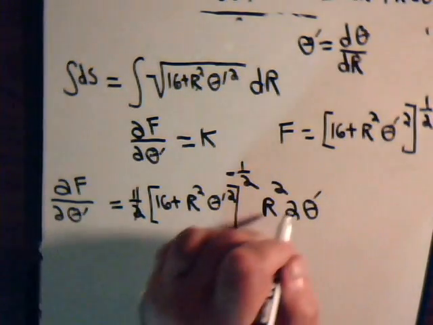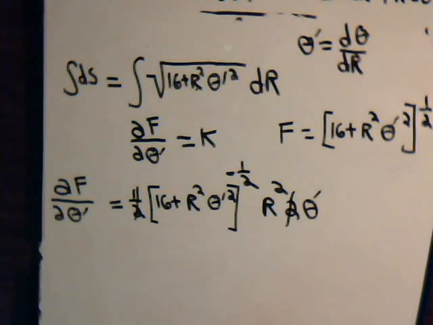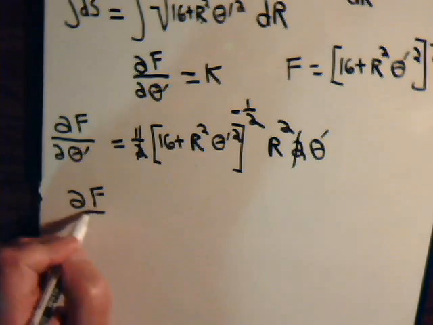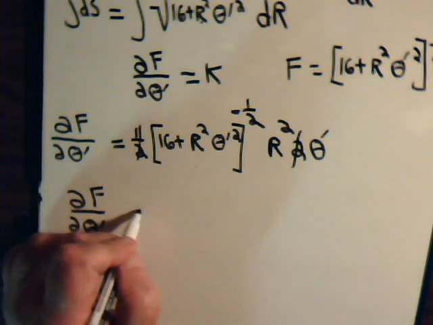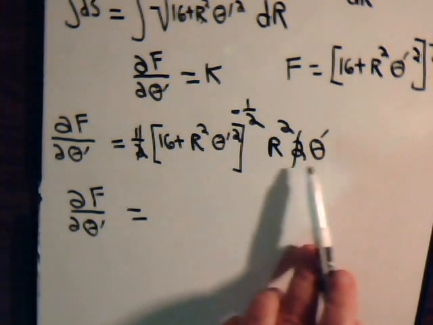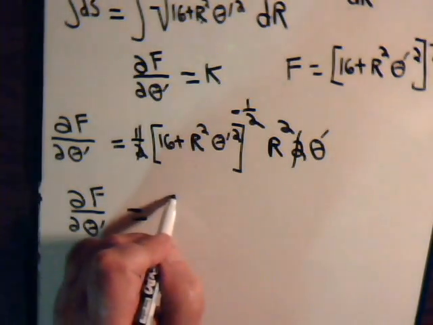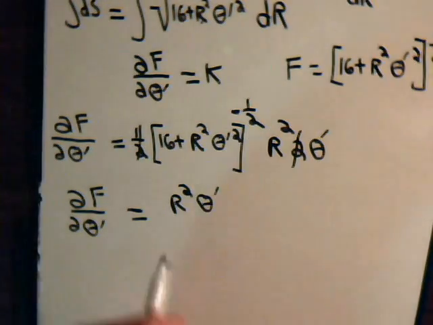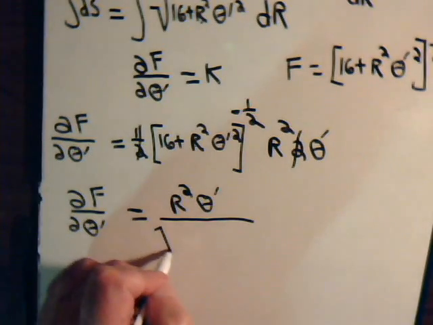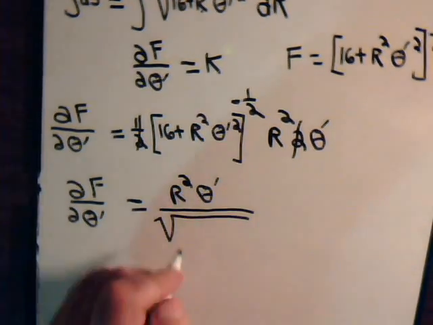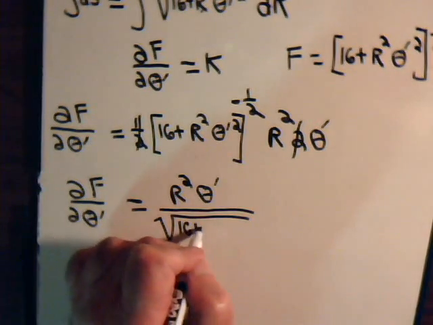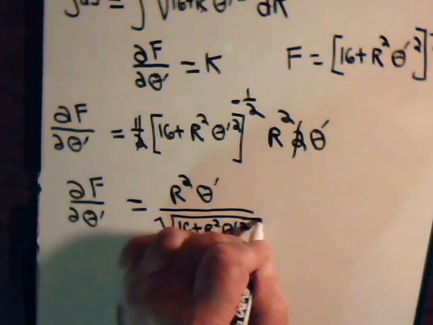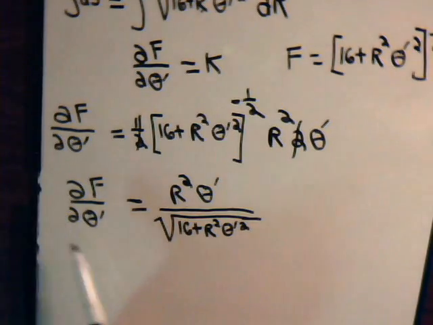And this 1/2 and this 2 cancel. So what we have then is the partial of f with respect to theta prime will equal r squared theta prime, and the square root, this is a negative exponent, so that belongs in the denominator. And we have 16 plus r squared theta prime squared. That is the partial of f with respect to theta prime.